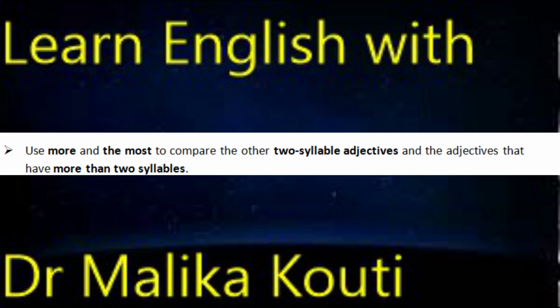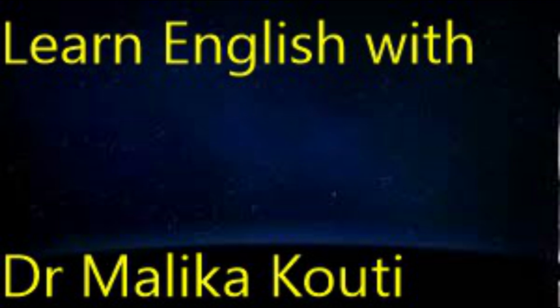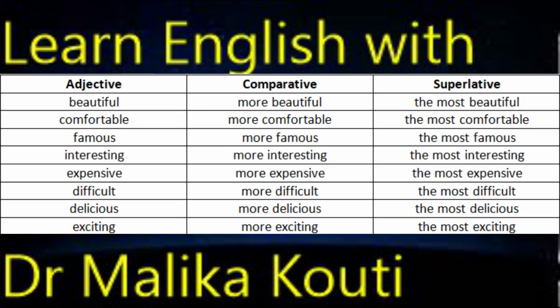Good. Another rule. Use more and the most to compare the other two-syllable adjectives and the adjectives that have more than two syllables. Examples, beautiful, more beautiful, the most beautiful. Comfortable, more comfortable, the most comfortable. Famous, more famous, the most famous. Interesting, more interesting, the most interesting.